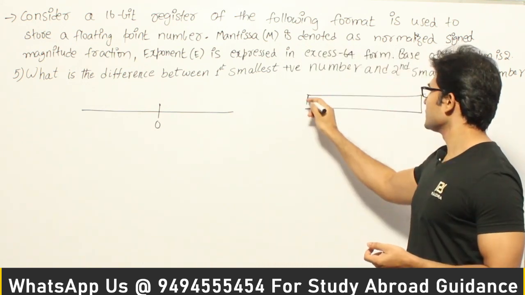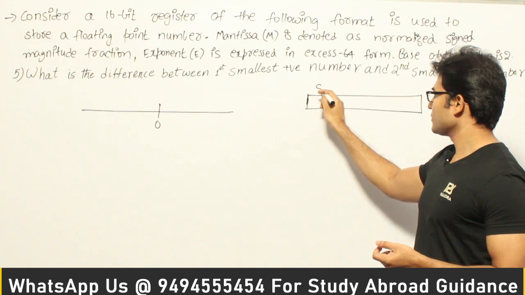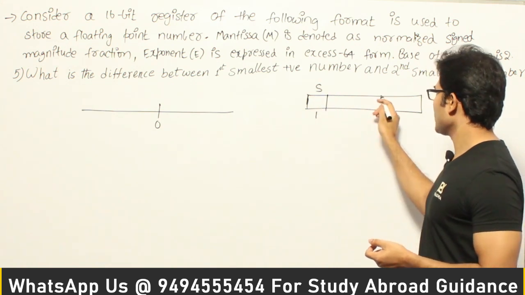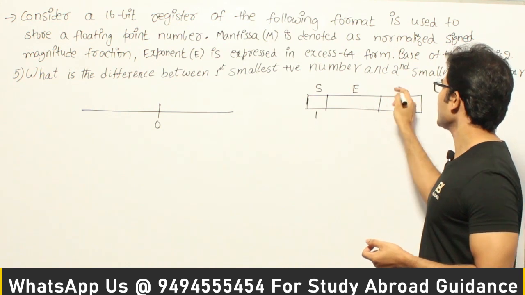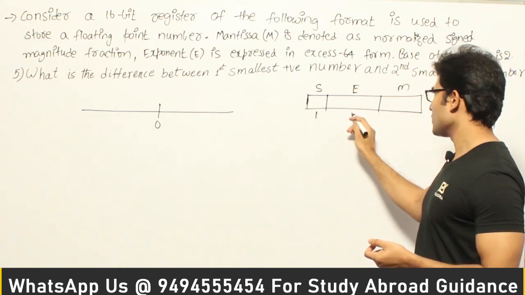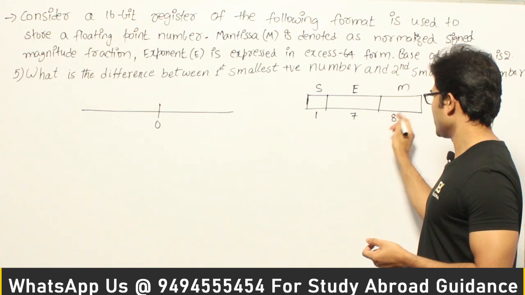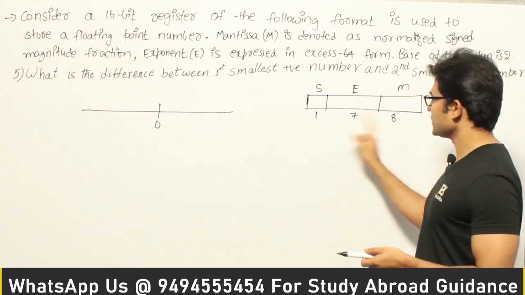So using the 16 bits, one is for the sign bit, you are going to use 1, and then there is going to be the exponent and then the mantissa. For this one we are going to use 7 bits, and for this one we are going to use 8 bits. Therefore there are totally 16 bits.